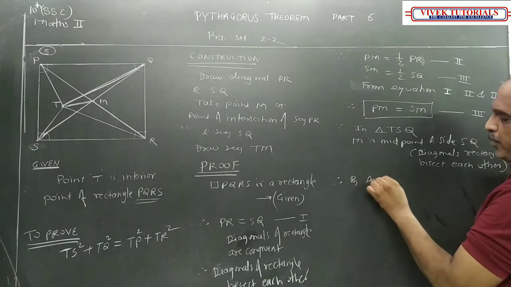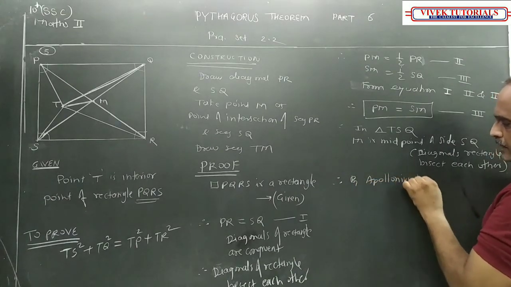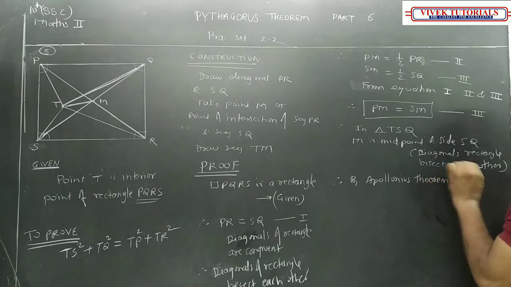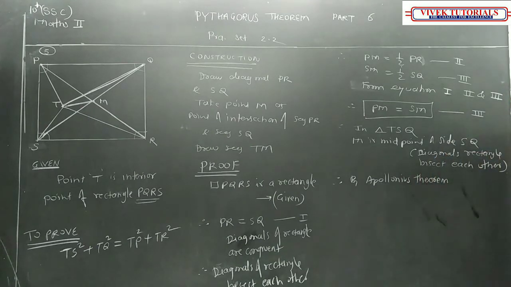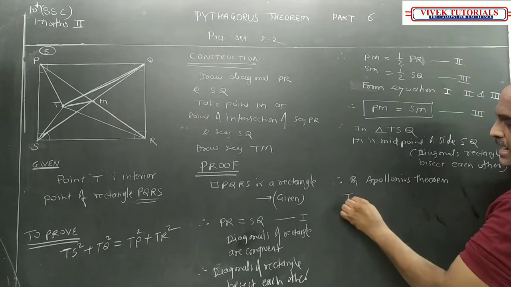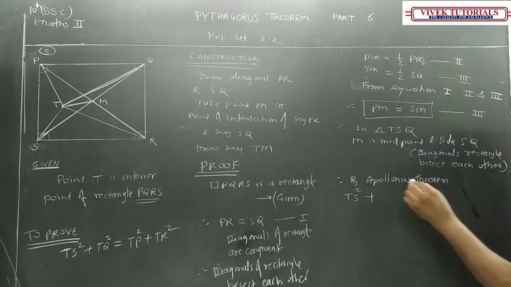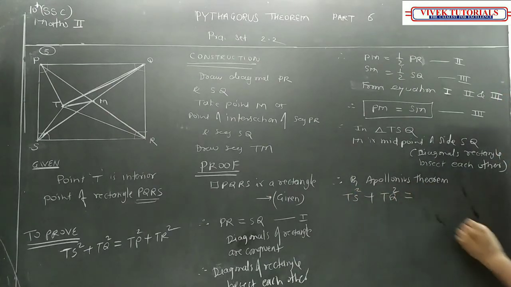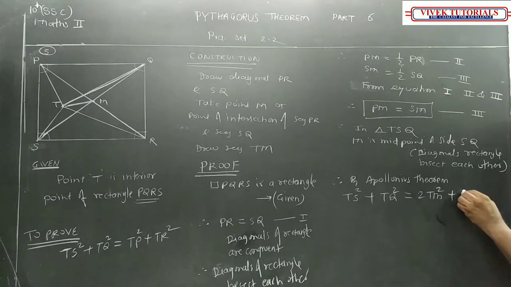Therefore, by Apollonius theorem, what will be Apollonius theorem? That TS square plus TQ square is equal to 2TM square plus 2SM square. That will be equation number 4. And it is a very important equation.